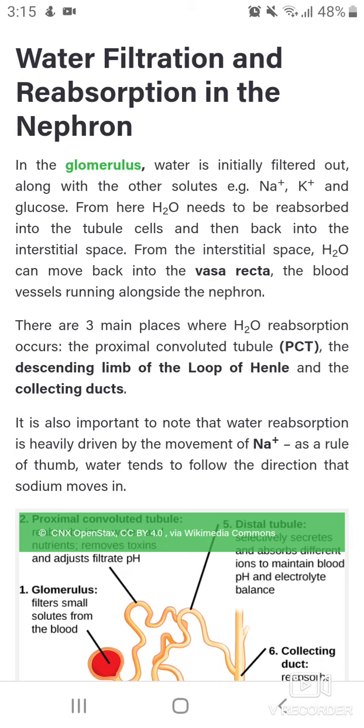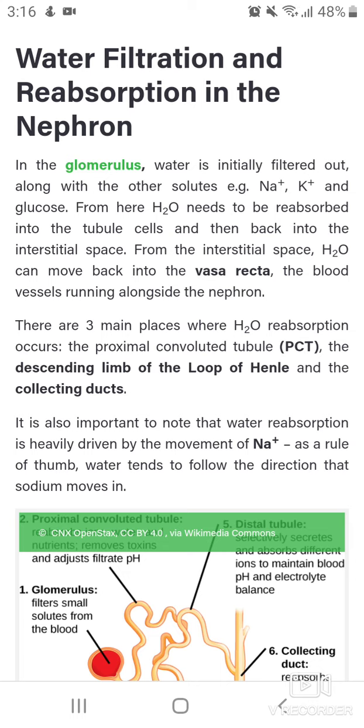There are three main places where water reabsorption occurs: the proximal convoluted tubule (PCT), the descending limb of the loop of Henle, and the collecting duct. It is also very important to note that water reabsorption is heavily driven by the movement of sodium. As a rule of thumb, water tends to follow the direction that sodium moves in.